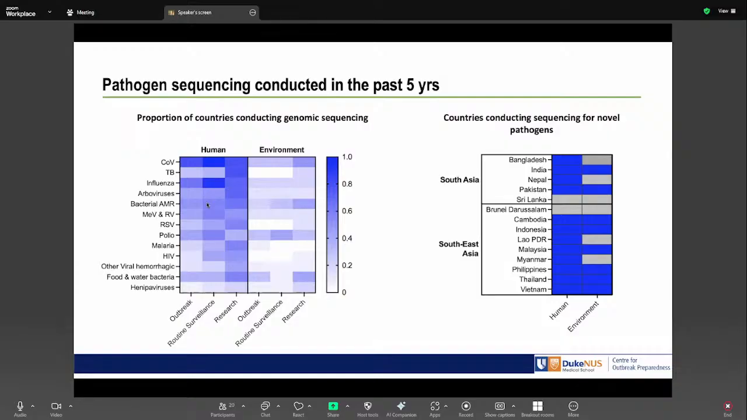Then we asked how many countries are doing sequencing for novel pathogens, especially metagenomics, which some of you heard about this morning. Almost every country at the time was, except Sri Lanka and Brunei, but I believe right now they're also doing metagenomics in humans.